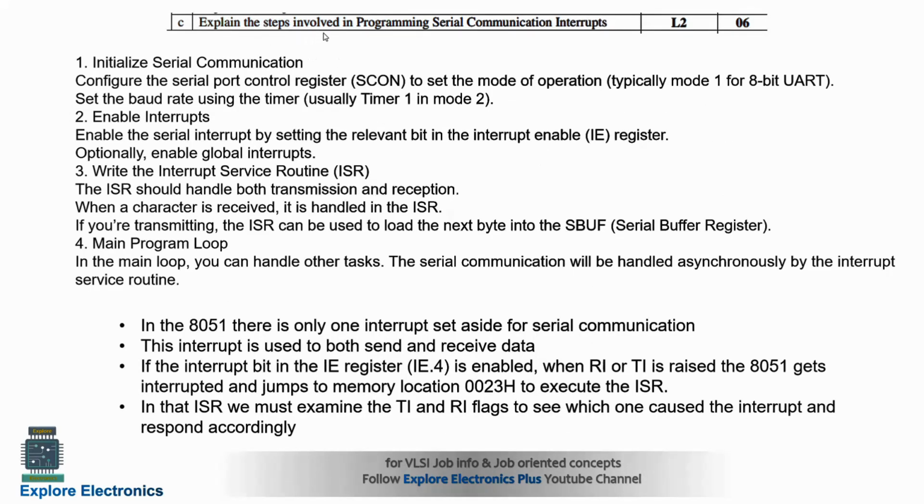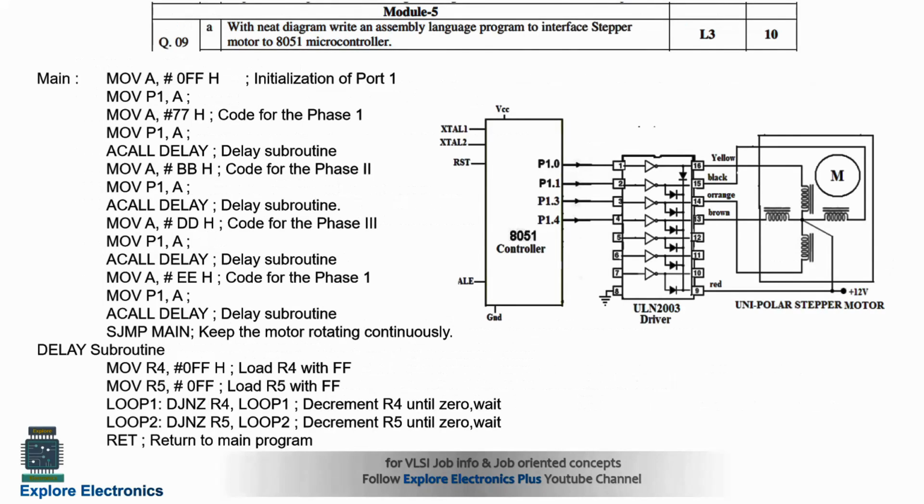The next question is: explain the steps involved in programming serial communication interrupts. First, initialization of serial communication interrupts. Configure the serial port control register, that is SCON, to set the mode of operation, then enable interrupts, then write the interrupt service routine, and then the main program loop will be started. These are the basic steps involved in programming the serial communication interrupt.